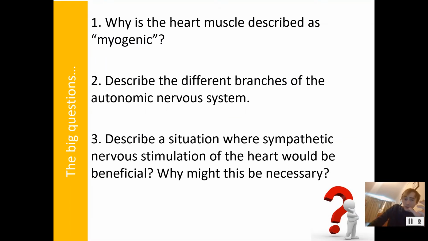So you should have paused me. So the heart rate is described as myogenic because it is self-controlled. It can act independently of any other stimulus.